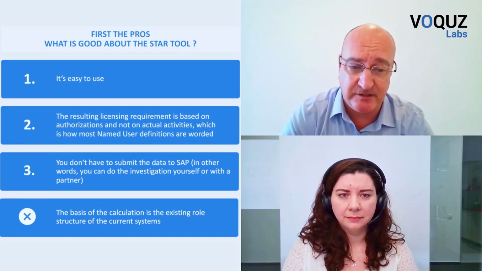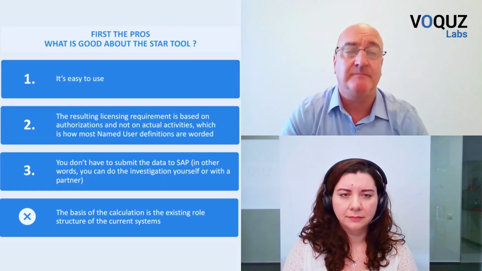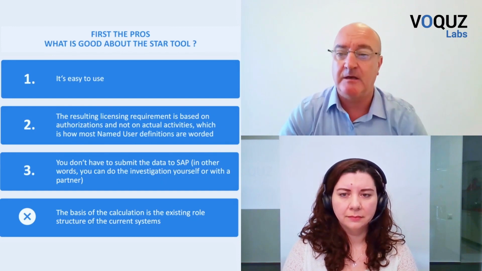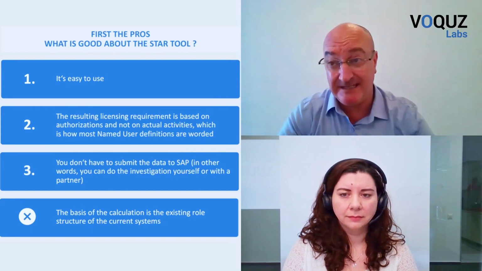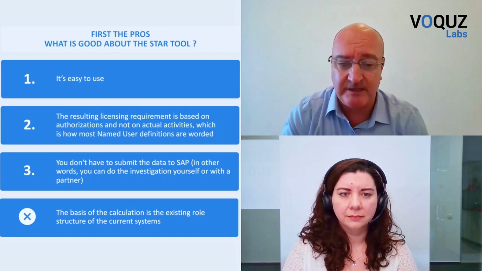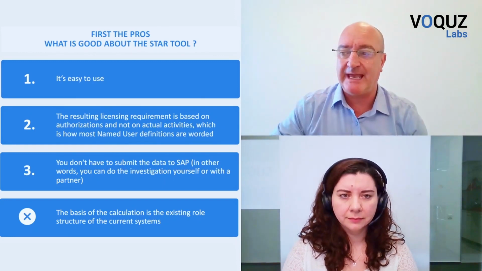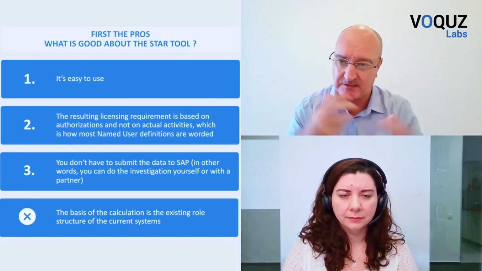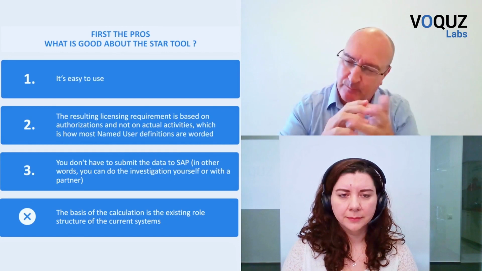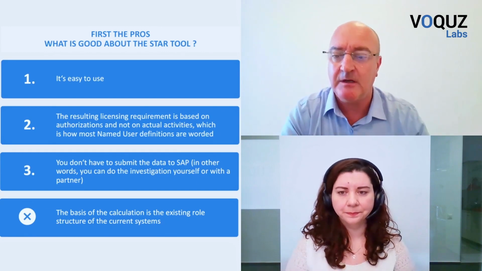So it is easy to use. SAP has made it very easy to deploy, and you can get data really quite quickly. It is accurate to a certain extent. It's accurate in the concept of it does look at your authorizations. It does look at what you've authorized your people to do. And let's look at that when we go to the next slide in the cons aspect as well.